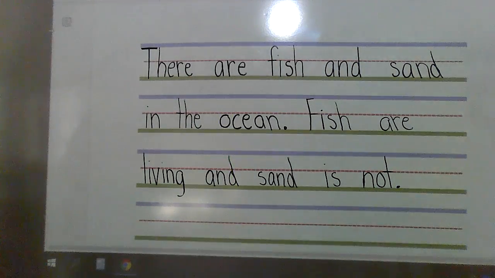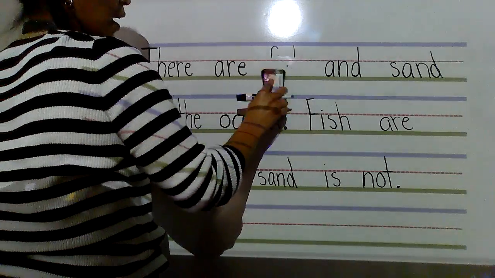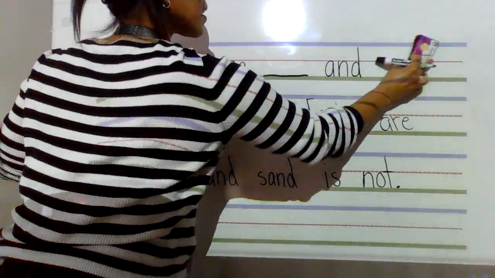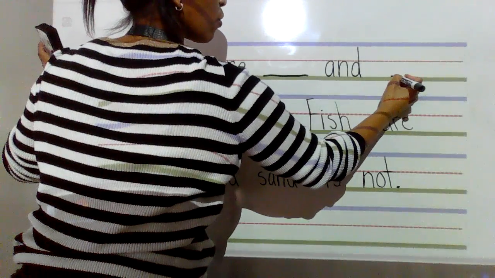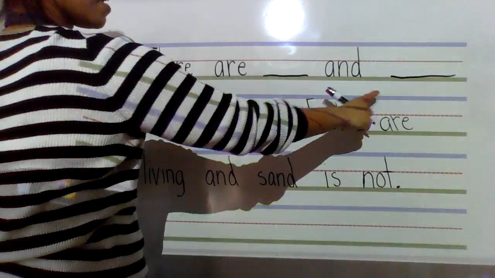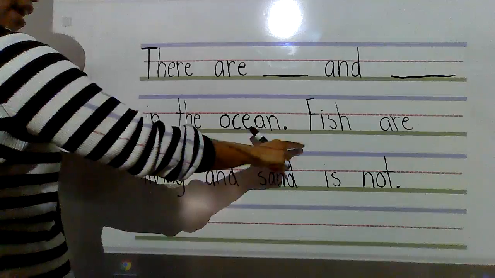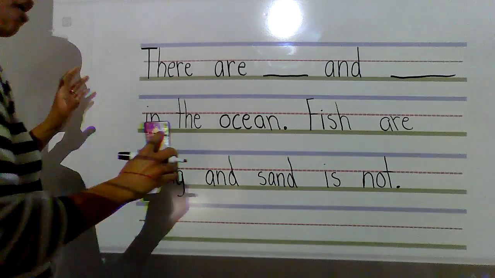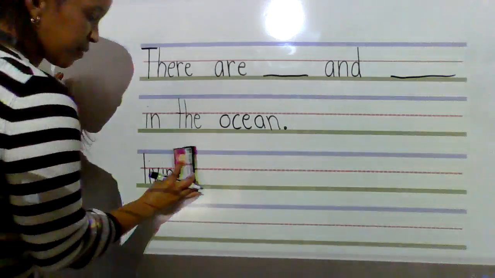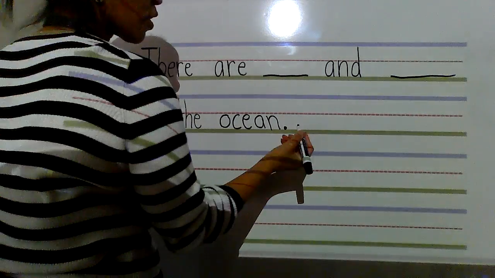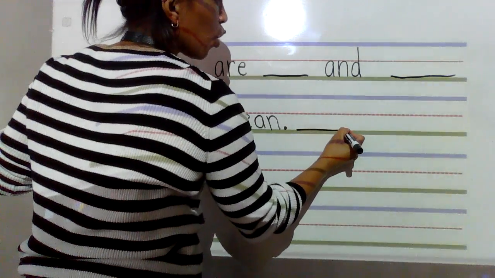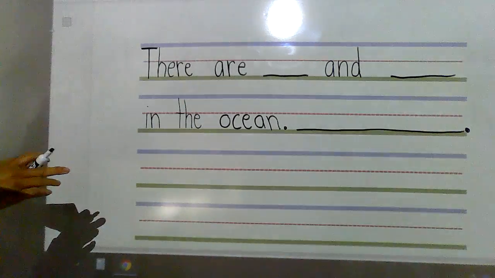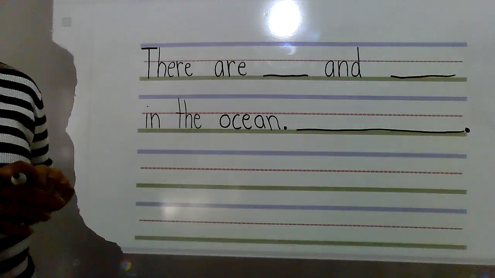All right, so I'm going to erase the parts I do not want you copying. Again, you're going to pick your own living thing and your own non-living thing, okay? So you're going to pick a living thing and a non-living thing. And of course, you're going to say in the ocean. We want to know where this is happening, our prepositional phrase. And then I'm going to draw a line for my second sentence. I'm not going to have anything for you to copy because I want you to create your own second sentence.